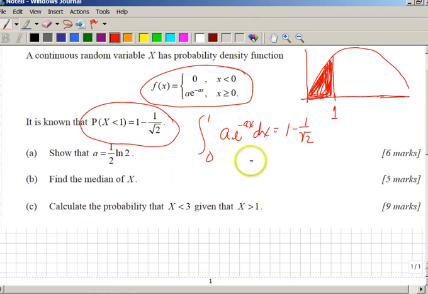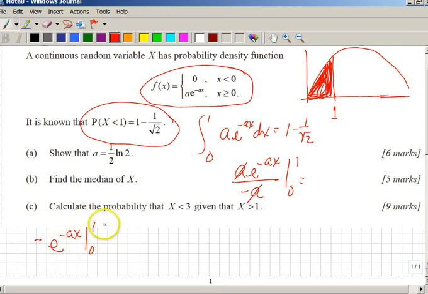Anytime you integrate an e function, remember it is itself. So when we integrate this, we're going to get a e to the negative ax, which is itself, over the derivative of the power, which is negative a. And that goes from 0 to 1. Let's simplify that down. The a's cancel. So we have a negative sign, which I'll float up to the top. So let me come down here. It's negative e to the negative ax, and that is going to be evaluated from 0 to 1.